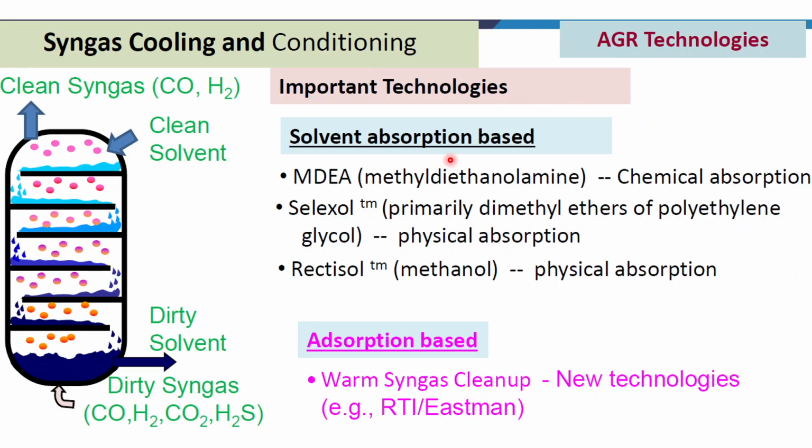Another method for acid gas removal involves the solvent absorption and adsorption procedure. In this, we introduce some kind of solvents along with our syngas. We take the dirty syngas from here, and some solvents are introduced from the upper side. On contact with these solvents, various acid gases are absorbed and removed. Some of the solvents involved are MDEA, which is a chemical, Selexol, and Rectisol, which involve the absorption of various acid gases present in the syngas.